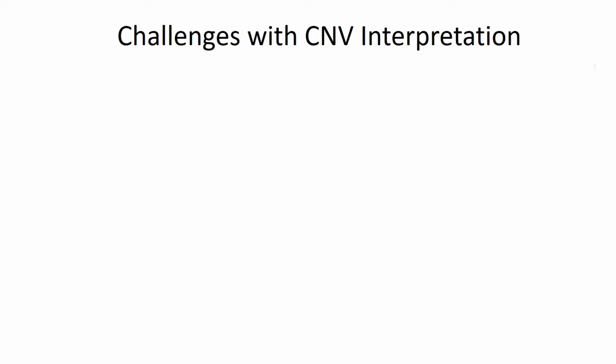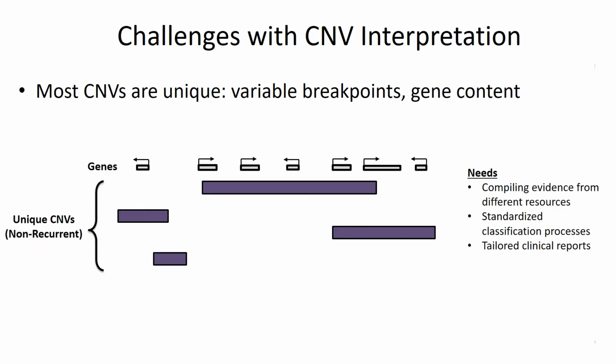I'd like to start by highlighting a couple of challenges to the CNV interpretation process. The first being that most CNVs are unique or non-recurrent and thus have variable breakpoints in gene content. This figure shows some examples of unique CNVs involving many genes, few genes, and no genes. During clinical encounter, evaluating each of these CNVs will involve compiling evidence from different resources, then using standardized processes to classify each appropriately, followed by tailoring the clinical report for any CNVs that meet your lab's reporting criteria.